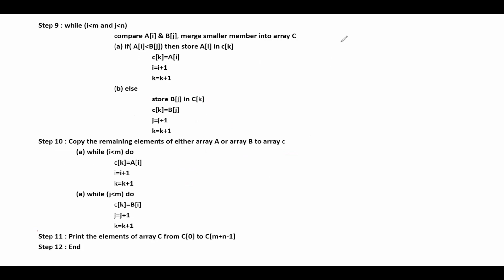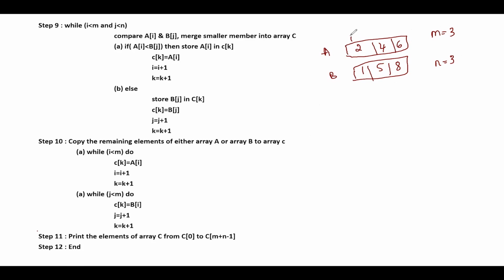Okay. So let me just take an example. A, let it be 2, 4, and 6, and B is 1, 5, and 8. All right. So these are my input arrays. As you can see, the m value is 3 and the n value is also 3. Initially, what we are going to do is compare A of i and B of j, and merge the smaller number into the array C. So that is what we are going to do, as I said.